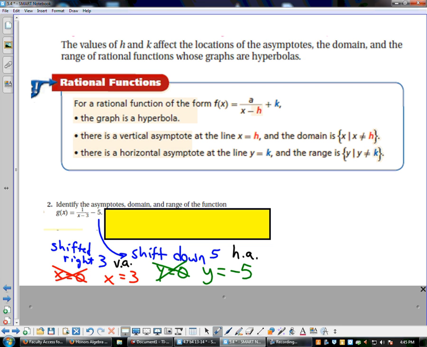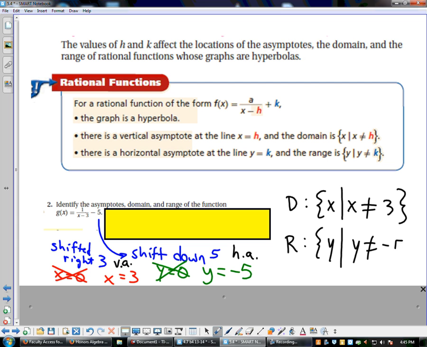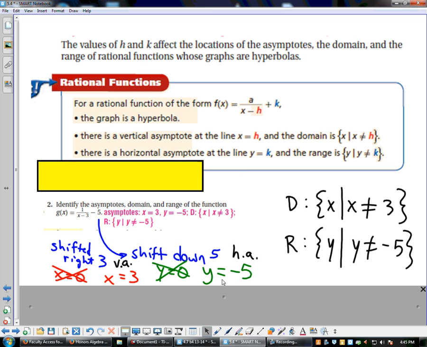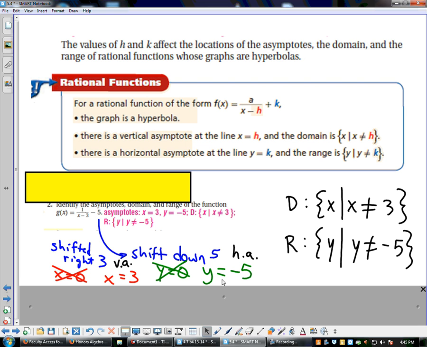The domain is going to be all real numbers except for the 3. So the domain is all x's such that x is not equal to 3. That's how we would read this. And the range is going to be the set of all y's such that y is not equal to -5. All right, so there's our answers for that problem.